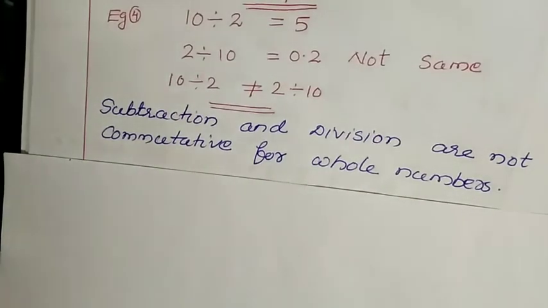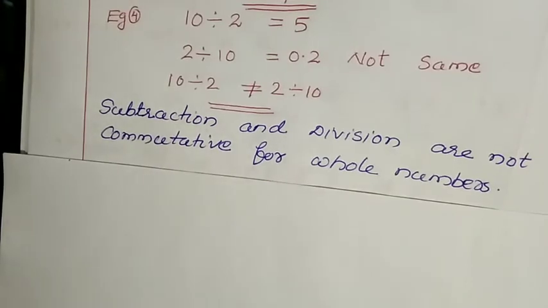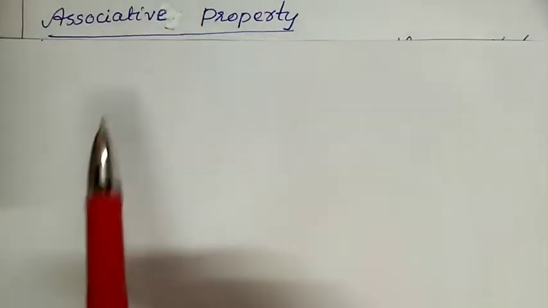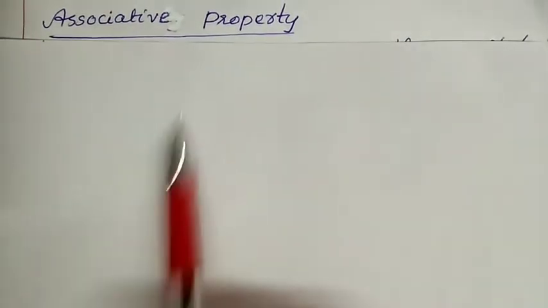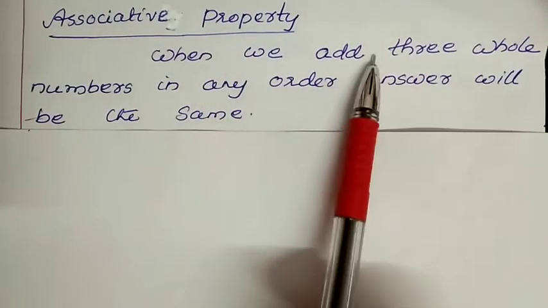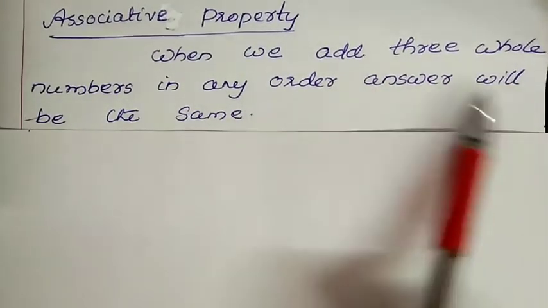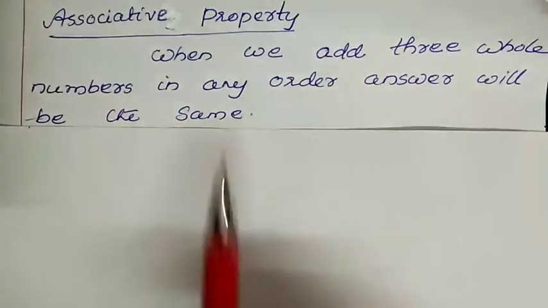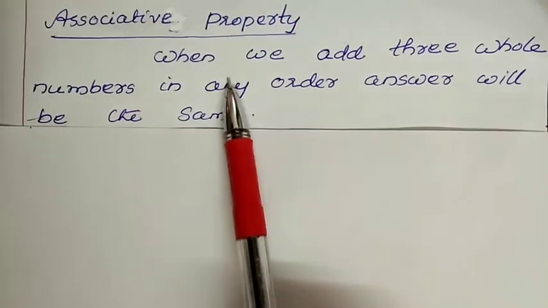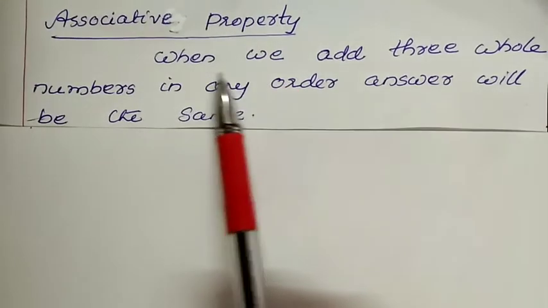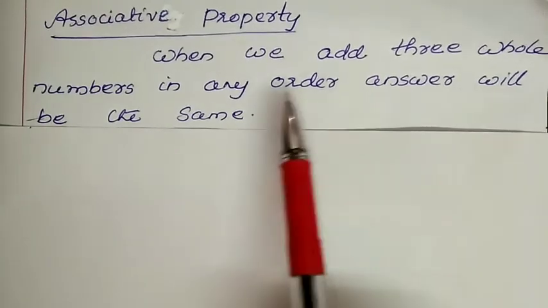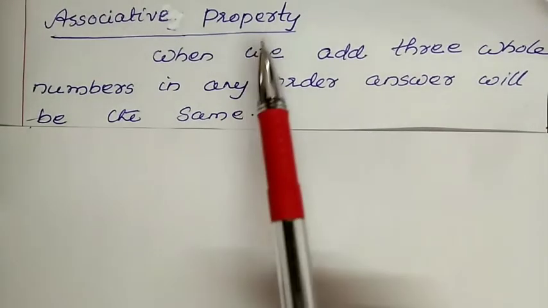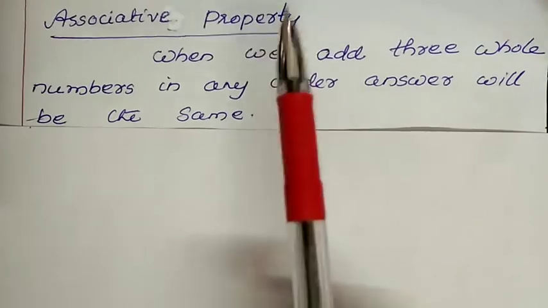Okay, what is the commutative property? When we add or multiply two whole numbers in any order, the answer will be the same. Next property, associative property. When we add three or more numbers in any grouping, the answer will be the same. That property is known as the associative property.